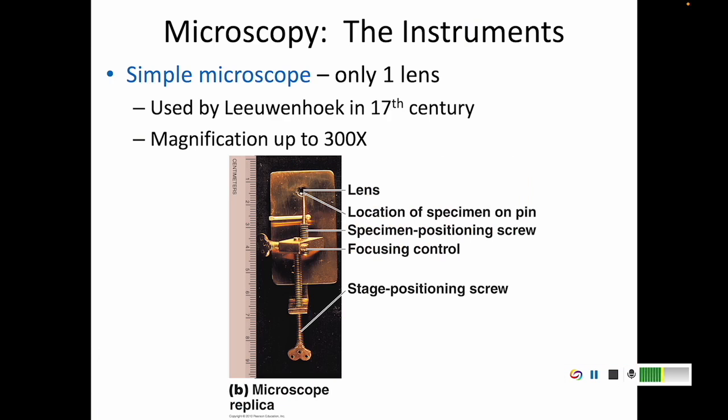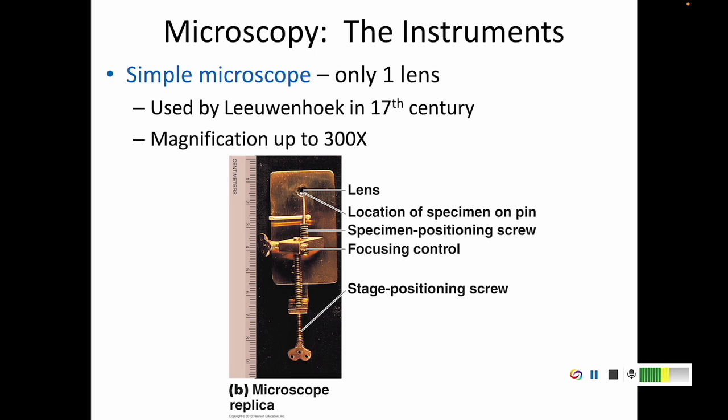If you remember back when we were talking about Leeuwenhoek in the 17th century, when he was using a microscope, he was using what's called a simple microscope, which had only one lens. So really, it was kind of a jazzed up version of a magnifying glass. You could get magnification up to about 300 times, which is actually kind of impressive. That's not bad at all.